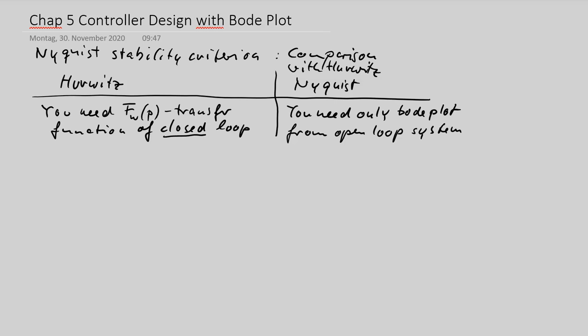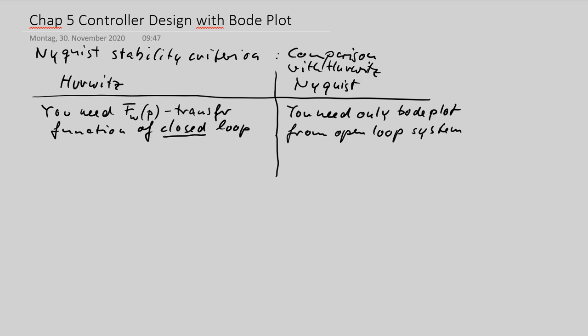Note that with Hurwitz you have all information about the system when it is closed, and then you investigate it. That is powerful, but you need much information. Nyquist offers exactly the same information about stability, and uses much less information, and you do not have to close the loop. You can see the stability of the closed loop system directly from the open loop information. So this is really great.